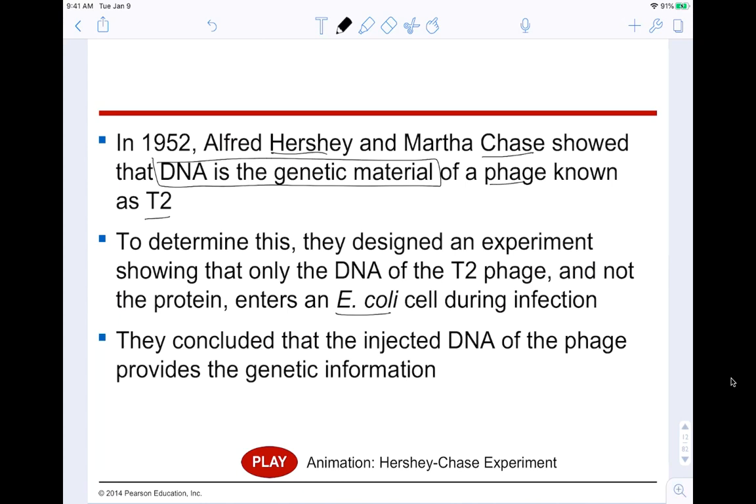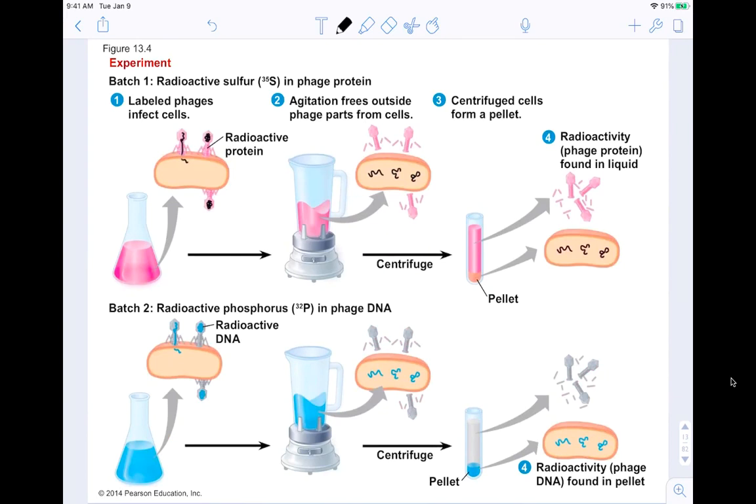E. coli is a bacteria, and T2 phage is a bacteriophage. Remember that that is a virus that only infects bacteria. Okay. So they concluded that the injected DNA of the phage provides the genetic information. So we're going to go through and talk about their experiment. Hershey and Chase proved that DNA contains the genetic information. So here's what they did.